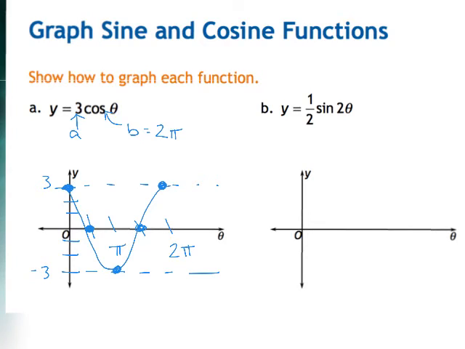The next one is our amp is at a half. And our B value now is going to be 2 pi divided by the absolute value of 2, which is pi, or 180 degrees. You can do these in terms of degrees as well.